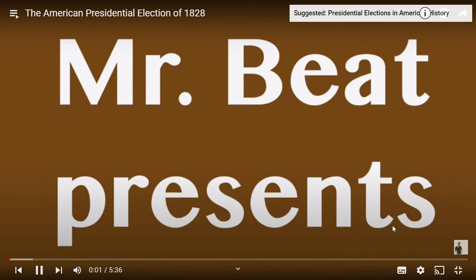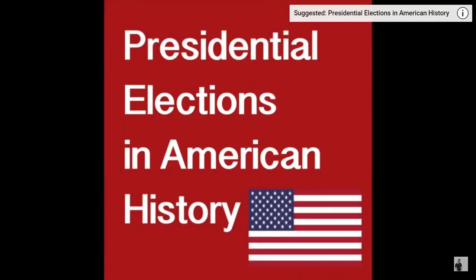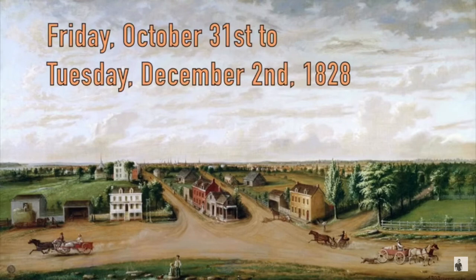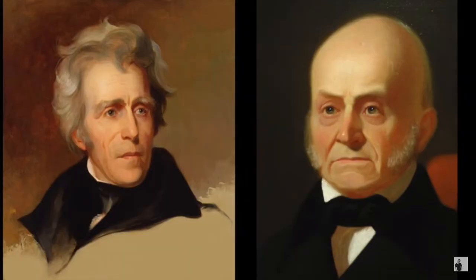Mr. Beat presents Presidential Elections in American history. The 11th presidential election in American history took place from Friday, October 31st, hey, that's Halloween, to Tuesday, December 2nd, 1828. Uh-oh, we got a rematch.